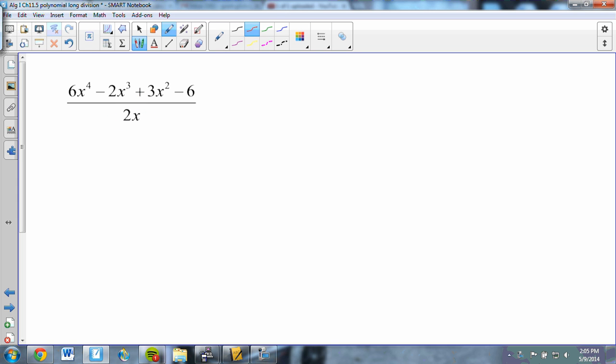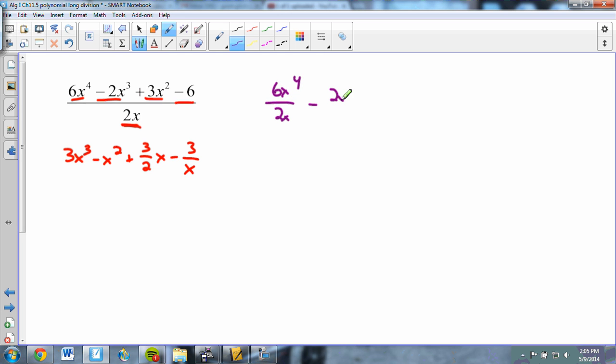You can just divide everything by 2x. So 6x to the fourth divided by 2x is 3x to the third. Negative 2x third divided by 2x is negative x squared. 3x squared divided by 2x is actually 3 over 2x. And then negative 6 divided by 2x is negative 3 over x. You can think about it as also breaking this up into a bunch of little fractions. And then when you break that up and simplify it down, you're going to get that anyways.